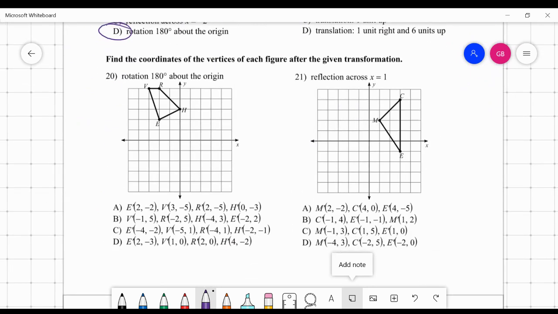Okay. Find the coordinates of the vertices of each figure after the given transformation. So again, let's go ahead and plot it so we can see what it is. Rotation 180 degrees about the origin. So (x, y) turns into (-x, -y). Let's start with V. V is (-3, 5). So V prime has to be (3, -5).